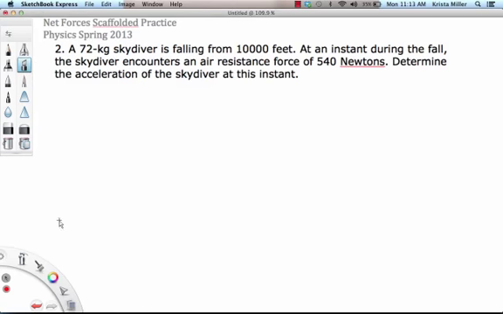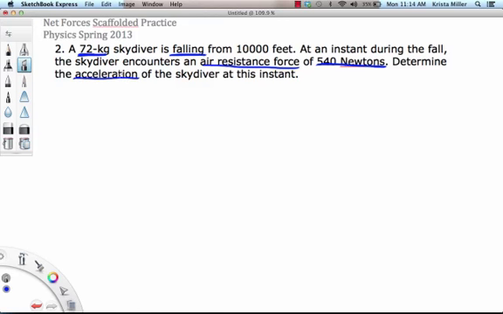So let's take a minute and look through and identify some of the important information in this particular problem. First of all, there's a 72-kilogram skydiver. That's helpful. He's falling from 10,000 feet. Height isn't that big a deal, but the fact that he's falling, or she, is important. And at an instant during the fall, the skydiver encounters an air resistance force, that's helpful, of 540 newtons. So determine the acceleration of the skydiver at this instant.